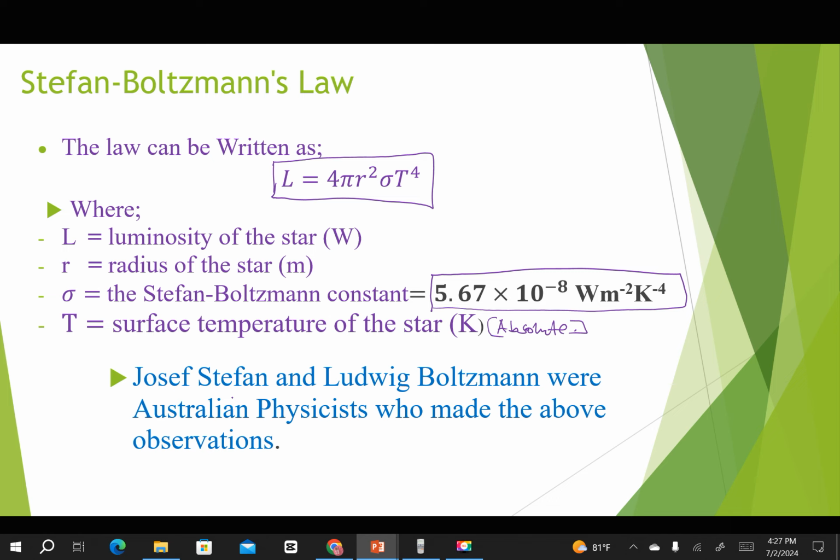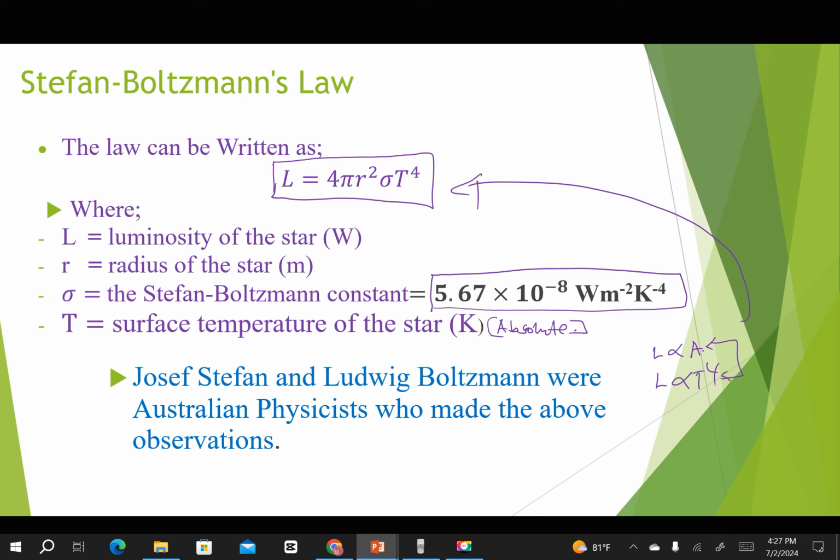So Joseph Stefan and Ludwig Boltzmann were Austrian physicists who made the above observations. Specifically, Stefan was concerned with the temperature, and his findings showed that the luminosity was directly proportional to the fourth power of the temperature. Ludwig Boltzmann was concerned with the area, and his observations show that luminosity was directly proportional to the area. We combine these two expressions to come up with this equation here, where A is the area of a sphere if we assume that stars are spherical in nature.